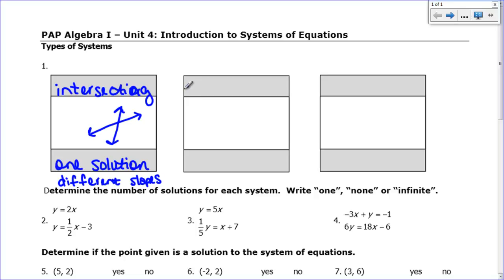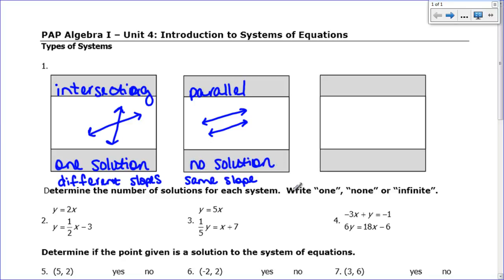Another type of system is a parallel system, where the lines never ever cross one another. So you have two lines that run side by side. If you'll remember from when we talked about slope, parallel lines have the same slope but different y-intercepts. Since they never ever cross, they have no solution, because they're never going to touch each other.